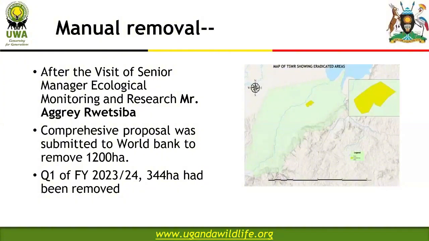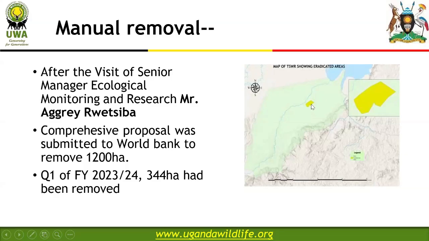So after his visit, we again wrote another proposal, and we submitted it to the World Bank. And by that time, we were targeting 1,200 hectares. This is still in Toro-Semliki. And in Q1 of financial year 2023, we got the funds for these hectares. And in the 2023-2024 financial year, we were able to remove 334 hectares. And the map you are seeing here is where we had removed.